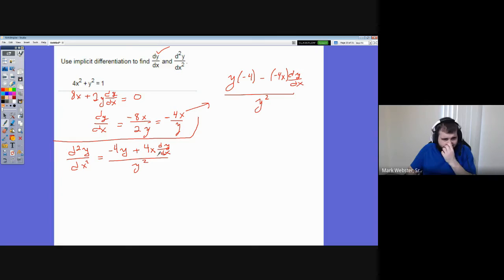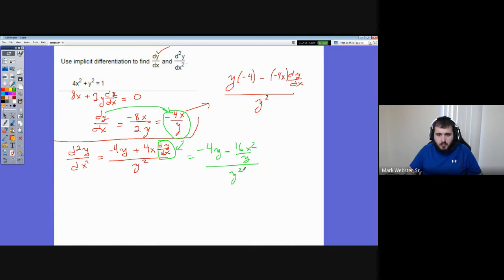How do we deal with the fact that this is dy over dx? Well, don't we know what dy over dx is? Isn't that negative 4x over y? So I can just take this and replace it with this. So look at what I have. I have negative 4y minus 16x squared over y squared. And once again, you're allowed to leave it like this.